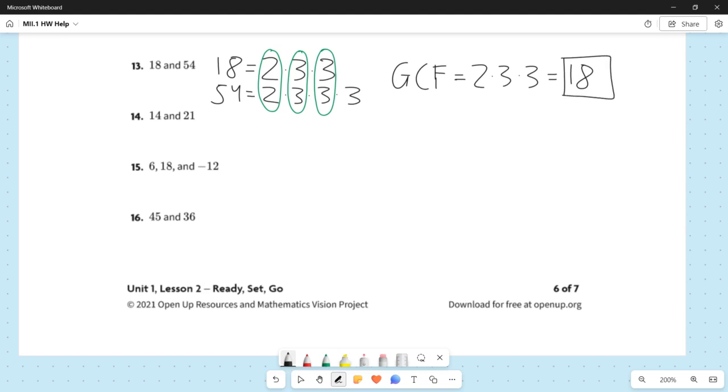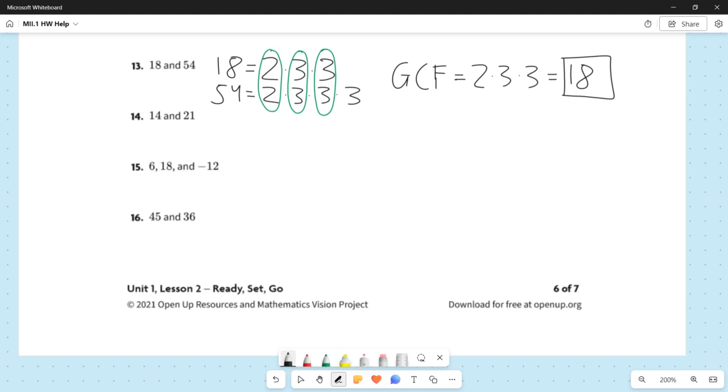That happens sometimes. Sometimes the GCF is in fact one of the numbers. The reason why the GCF here is 18 is because any number is a factor of itself. So 18 is a factor of 18. And with 54, you can write 54 as 18 times 3. So both of these numbers have an 18 in them. And clearly that's the GCF because there's no number larger than 18 that's going to go into 18. So that is our GCF for number 13.